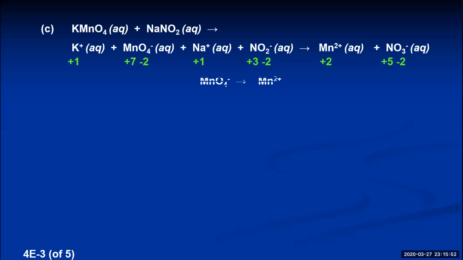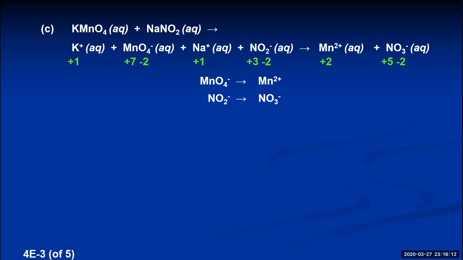The 2 half reactions, first the reduction is MnO4 minus yields Mn2 plus. The oxidation is NO2 minus goes to NO3 minus. Balancing the half reactions. First, balance all non-oxygens and hydrogens first in the top one, 1 manganese, that's done. To balance the oxygens, add water molecules.